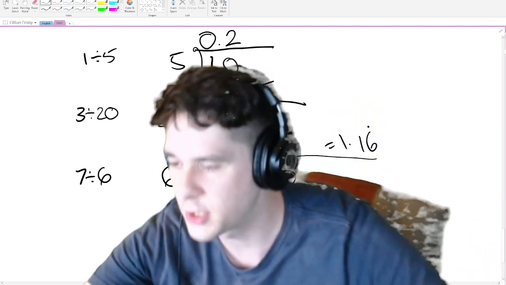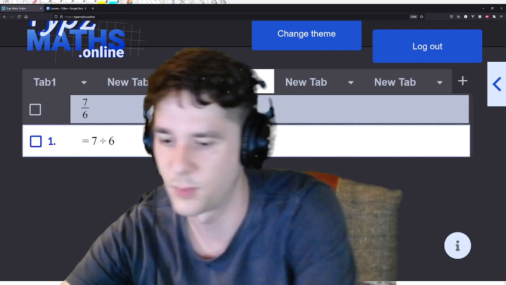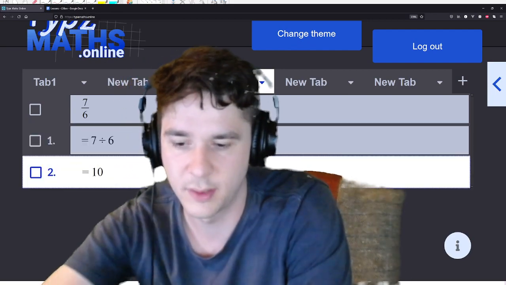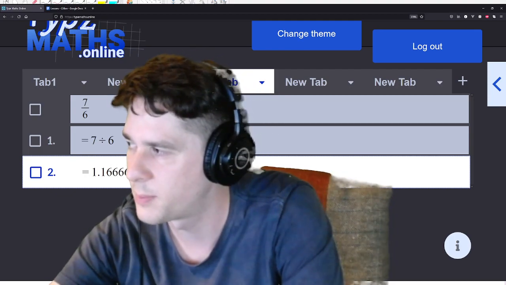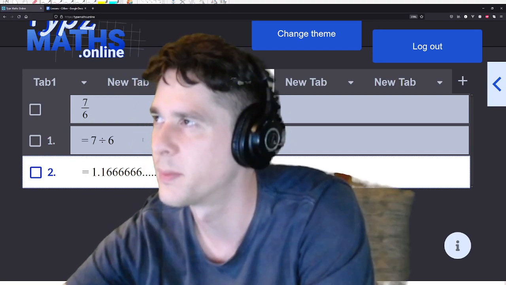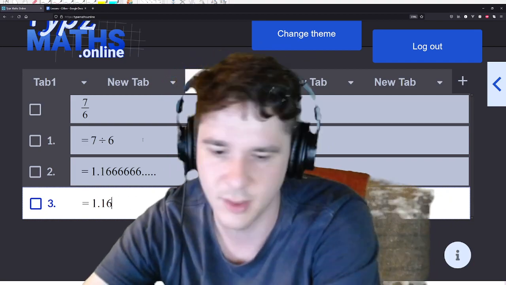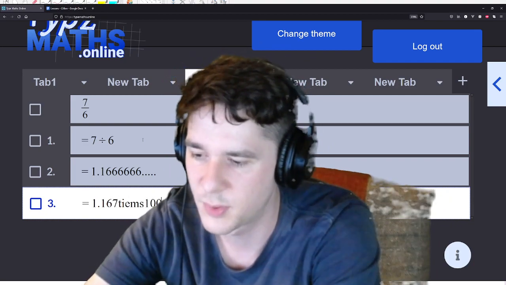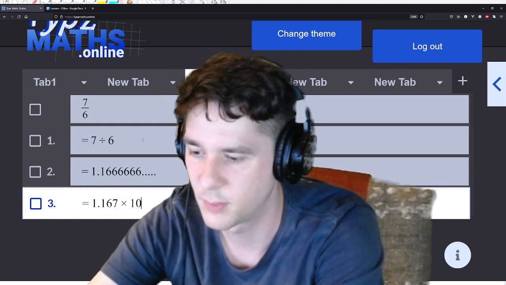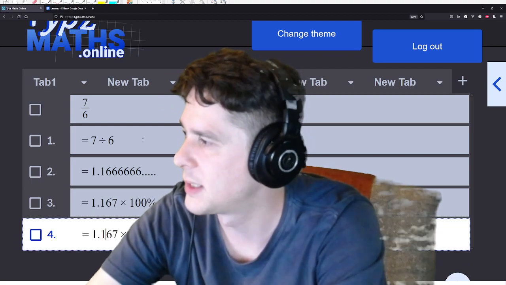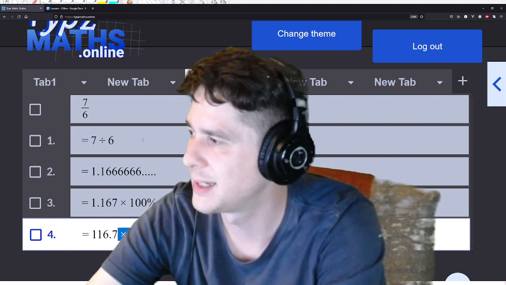So if we switch back now to Type Maths, we can say that is 1.16 repeating. I don't know how to put a dot above a number in Type Maths. It's one of the only things I don't know how to do with it. Now, I'm just going to round it, and then we say times 100%. If we know how to spell times. Boy, making mistakes everywhere. So that's going to give us, moving the decimal point 2 places over, 116.7%.